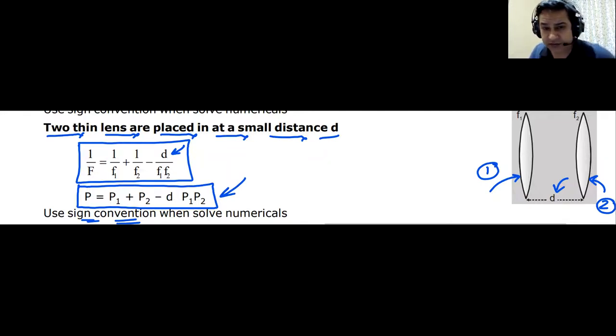Yes, sir. No, sir. Then, sir, please note down the formula, sir, with the diagram, sir. I'll give you a minute, sir.